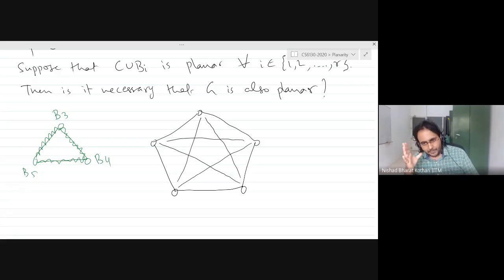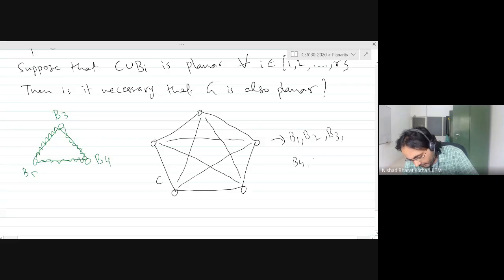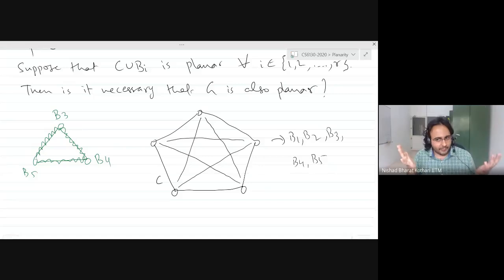So now we have 5 bridges. This is a cycle, and there are 5 bridges: B1, B2, B3, B4, B5. Clearly, if you take the cycle and any one bridge, you will get a planar drawing, right? It's obvious. It's one cycle plus one edge. That's planar. But the whole graph is not planar because it's K5. How do you explain the non-planarity of K5 using the discussion that we are having right now?